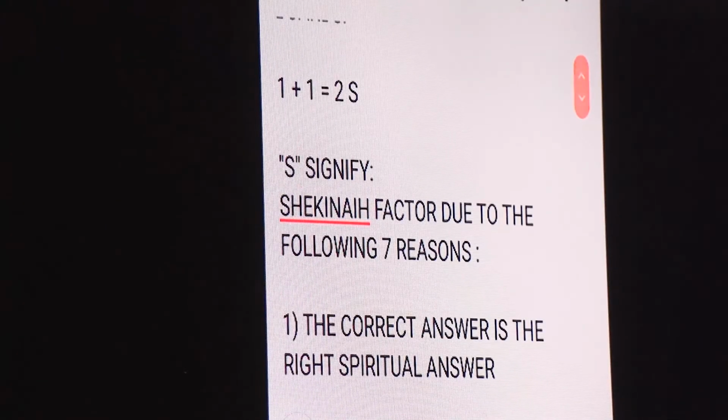The correct answer is the right spiritual answer, the Trinity said. Okay, 1 plus 1 is equal to 2s. 2s means 2 with a Shekinah factor in it. Why is there a Shekinah factor? Due to the 7 reasons. Because God said the correct answer is the spiritual answer, the right spiritual answer. Okay?